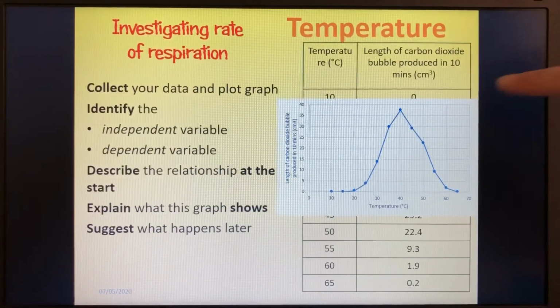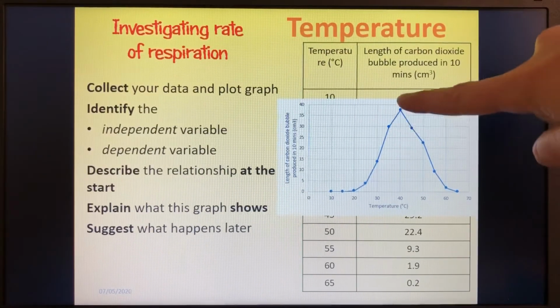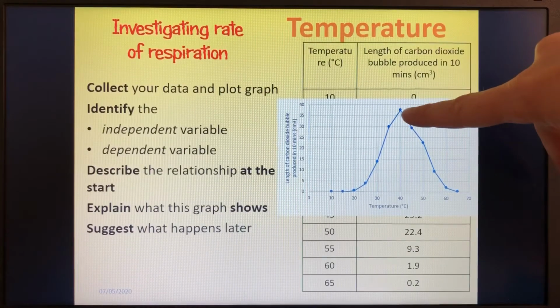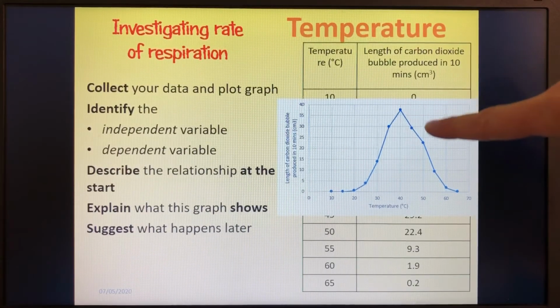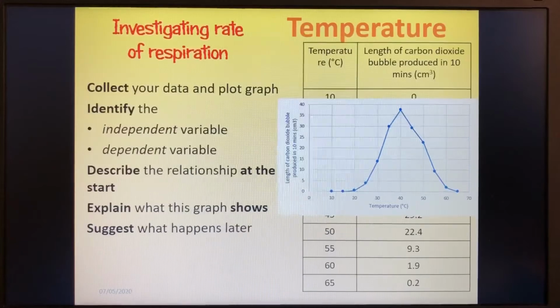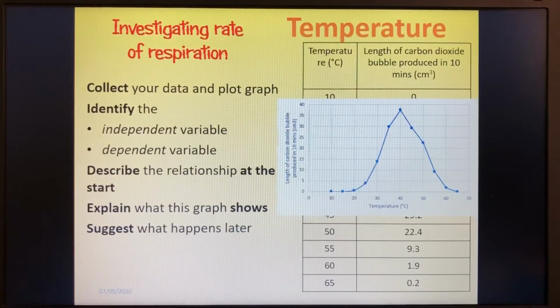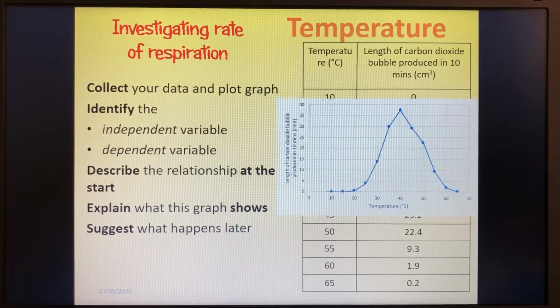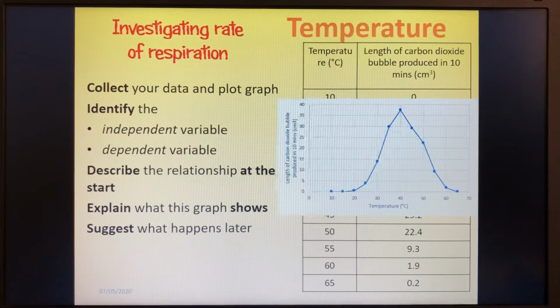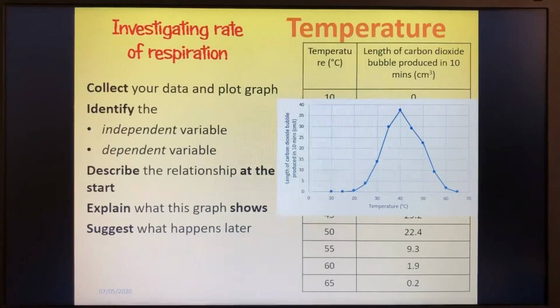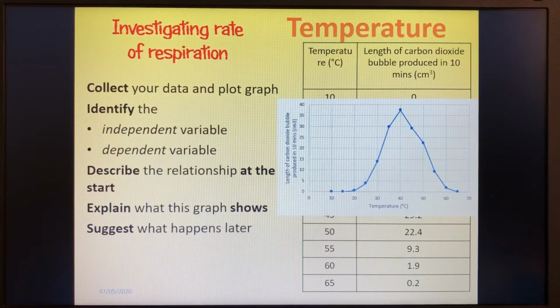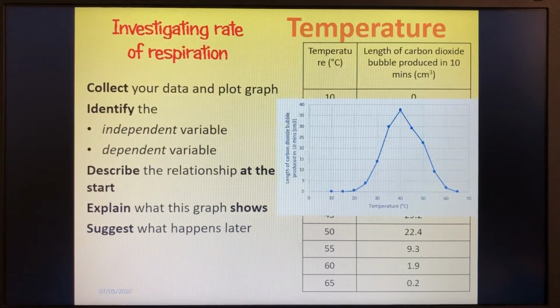And then suggest what happens later. Beyond the optimum temperature of 40 degrees C, we can see that we get this dropping, and that's because the enzymes are denaturing, and therefore it's basically killing off the yeast. So when you put your loaf of bread in, the yeast allows the bread to rise, and then the yeast is destroyed by the end of the cooking process. Okay, so that gives us our analysis of that graph.